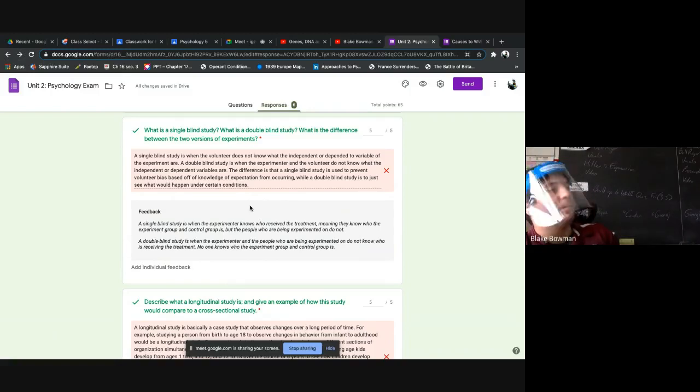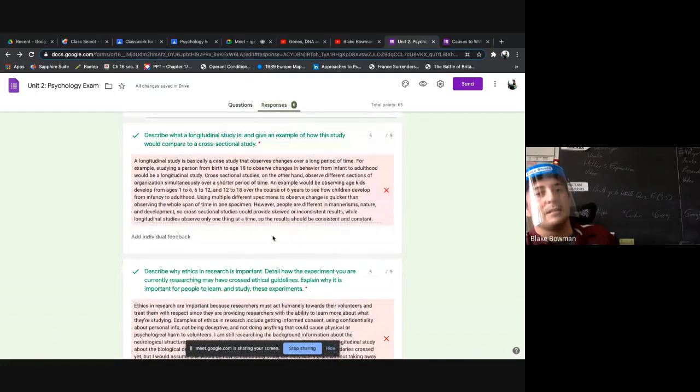So we know in a double blind study, the researcher and the volunteers in the study don't know who is receiving the experimental treatment and who is the control group. In a single blind study, the experimenter knows, but the volunteers in the study do not.